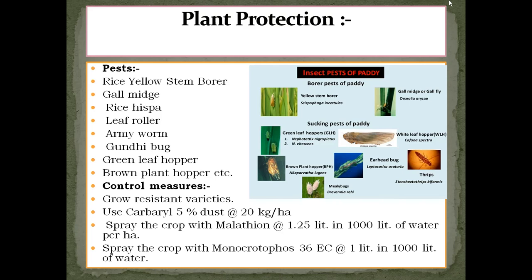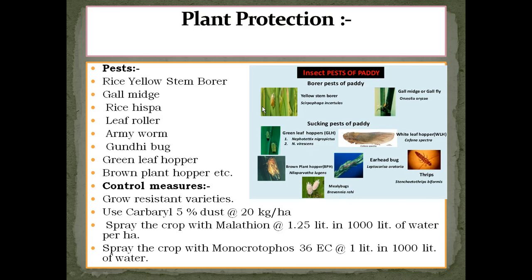The next one is plant protection, that is pests and diseases. The major pests of rice cultivation, whether upland direct seeded or lowland rice, are the rice yellow stem borer, followed by gall midge, rice hispa, leaf roller, armyworm, gundhi bug, green leaf hopper, and brown plant hopper. These are the different insect pests found in the rice ecology.